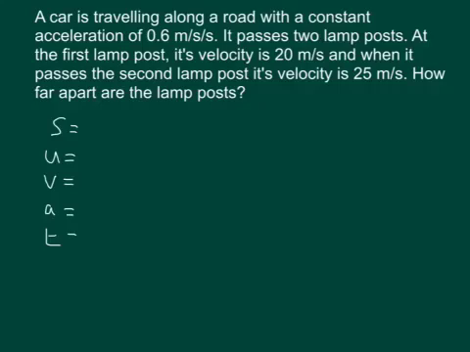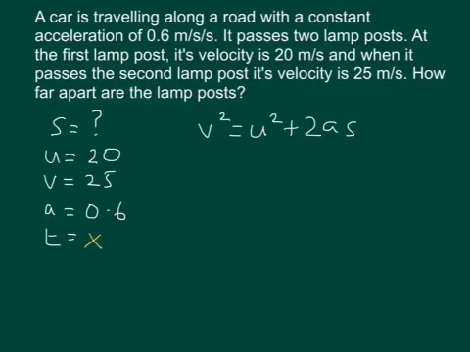The constant acceleration is 0.6. The initial velocity is 20. The final velocity is 25. And it's the distance that you want. So we're not really interested in time. So the equation that doesn't have time in it is v squared equals u squared plus 2as. So we can use that.